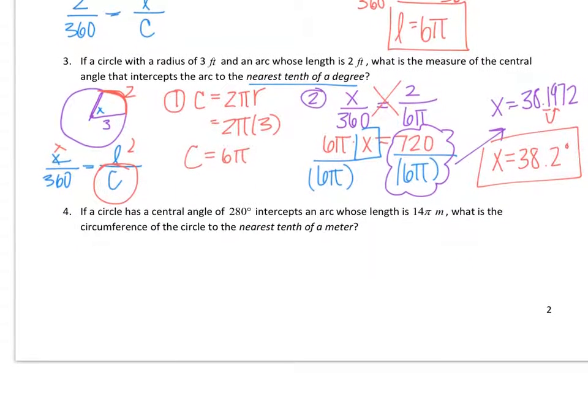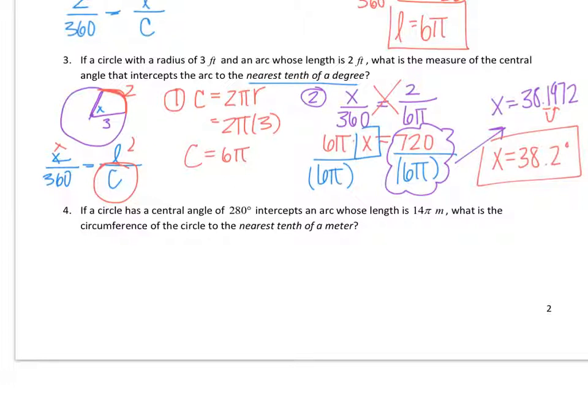The last basic question we're going to talk about tells us that we have a central angle of 280 degrees that intercepts an arc whose length is 14 pi meters. What is the circumference of the circle to the nearest tenth?